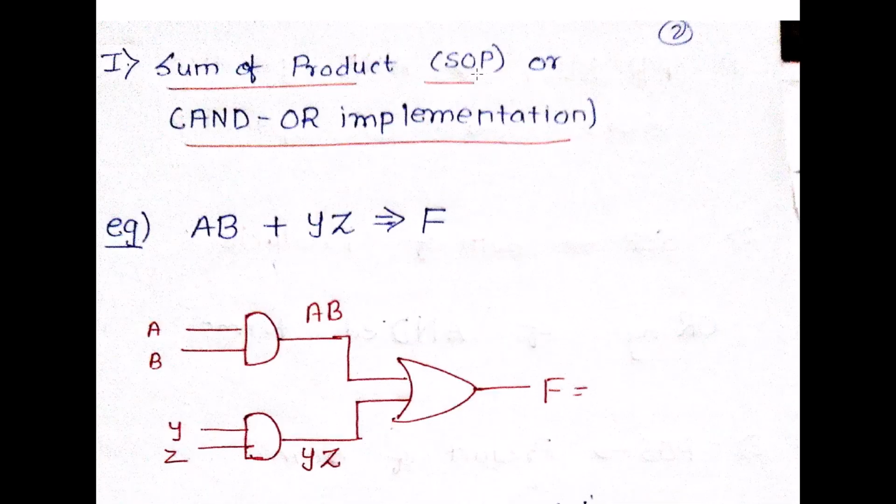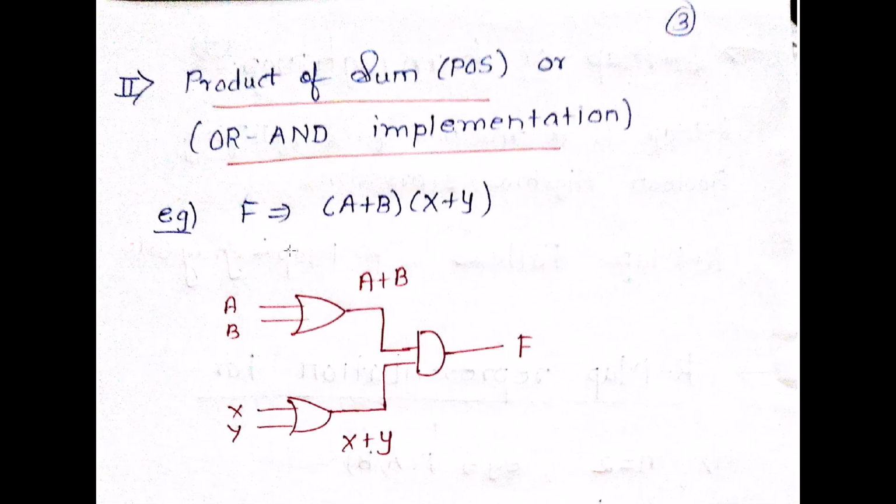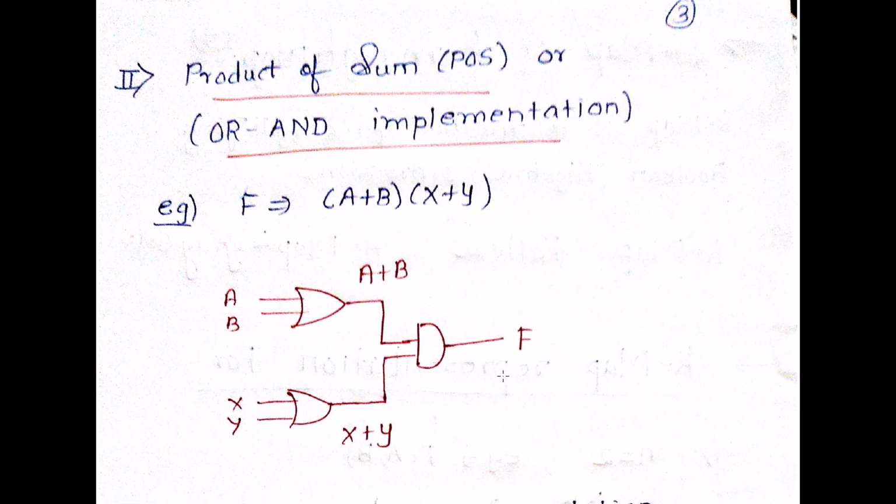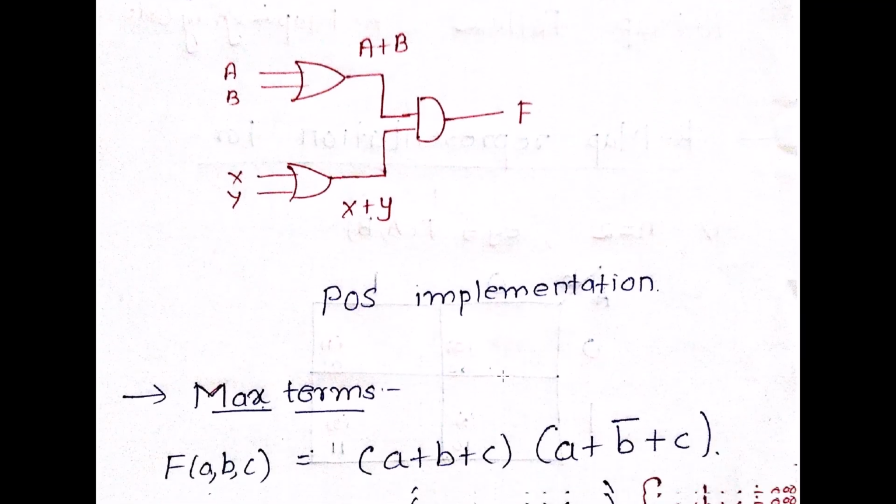In case of your SOP, we had sum of all the products. So AB, XY were products, and you are doing a sum of it. Here you have the product of sum. That is, A plus B, X plus Y are all sums, and this is a product of it. Hence, you have (A plus B) into (X plus Y).